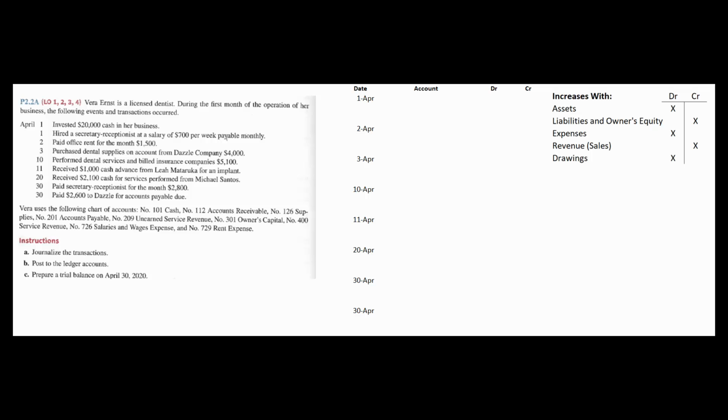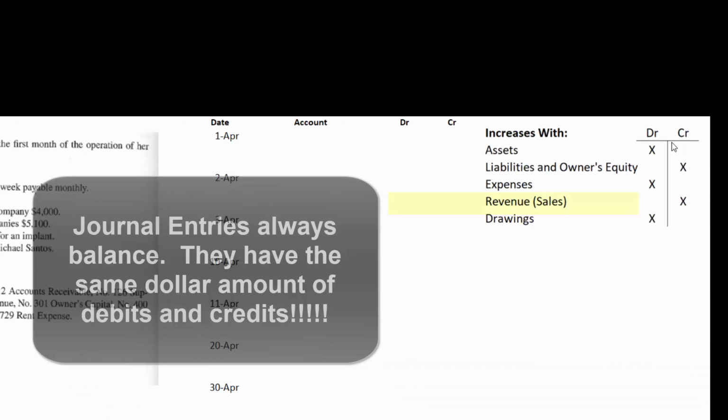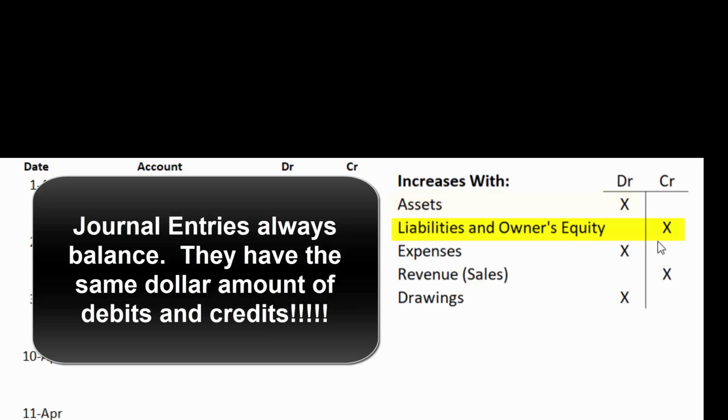And our rules for journal entries are that they always balance, that assets increase with debits, liabilities and owner's equity accounts increase with credits, expenses are debits. Sales or revenue, which is the opposite of expenses, must increase with credits, and drawings starts with D. That reminds us that they're recorded with debits.